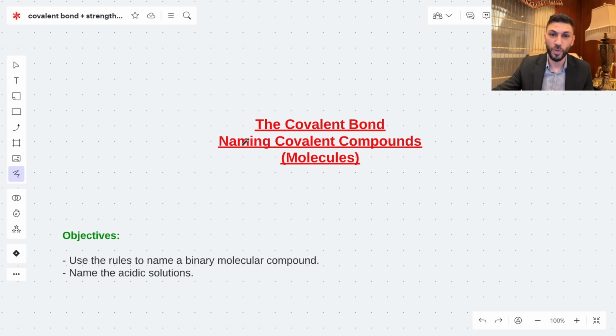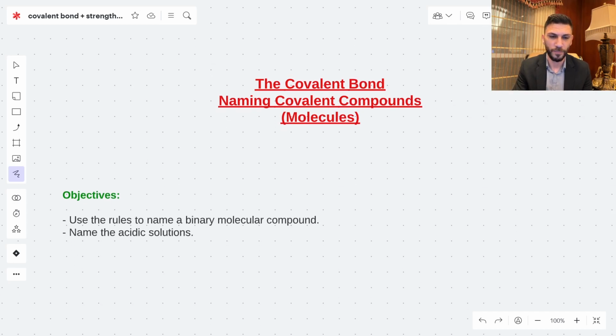Today we're going to focus on the naming of covalent compounds or molecules. Our objectives for today are to use the rules to name binary molecular compounds and to name the acidic compounds.